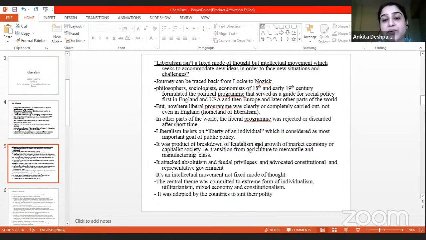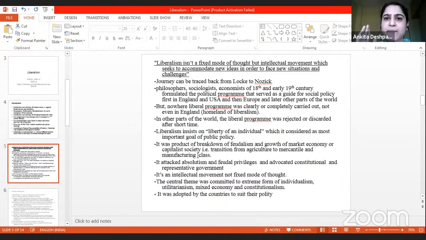And it was also a product of the growth of market economy, capitalists. Now what are capitalists? These are the people who own the social means of production, like large industries or small industries. They are into mercantilism, or into manufacturing, production and distribution itself. These capitalists are motivated by profits, money. Money is their main motivation. So it was a product of the growth of market economy and capitalist society.